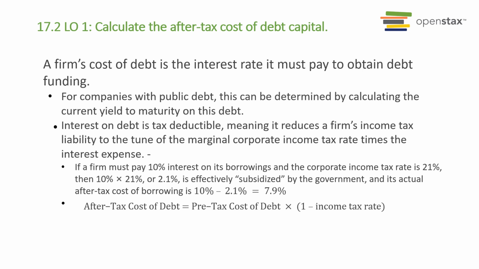A firm's cost of debt is the interest rate it must pay to obtain debt funding. For companies with public debt, this can be determined by calculating the current yield to maturity on this debt. Interest on debt is tax deductible, meaning it reduces a firm's income tax liability to the tune of the marginal corporate income tax rate times the interest expense. The after-tax cost of debt is calculated as the return on debt times 1 minus the tax rate. The after-tax cost of debt is the pre-tax cost of debt multiplied by 1 minus the income tax rate.